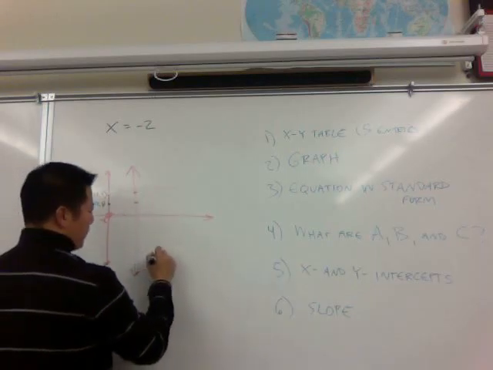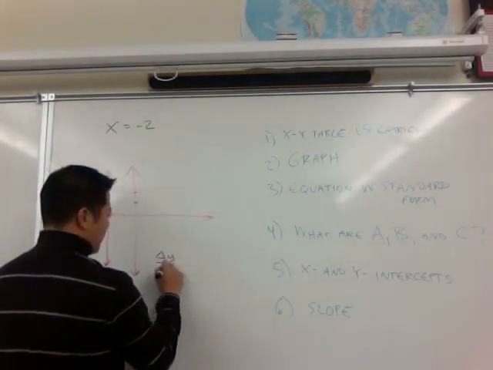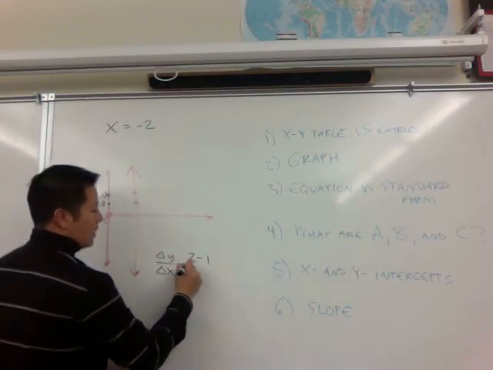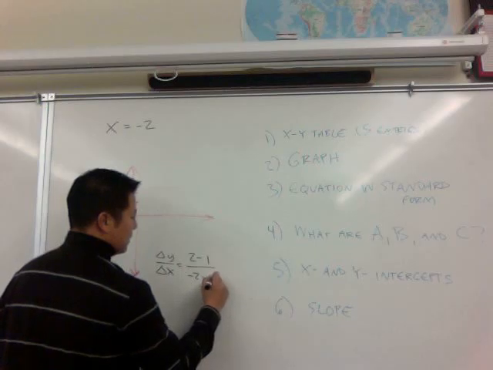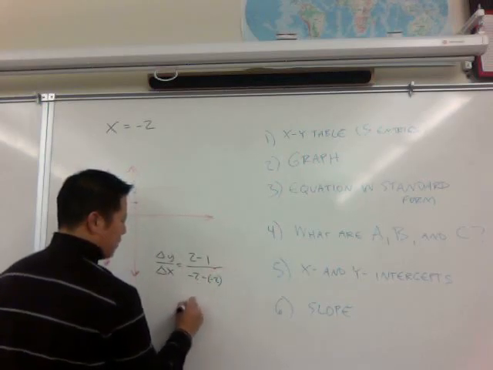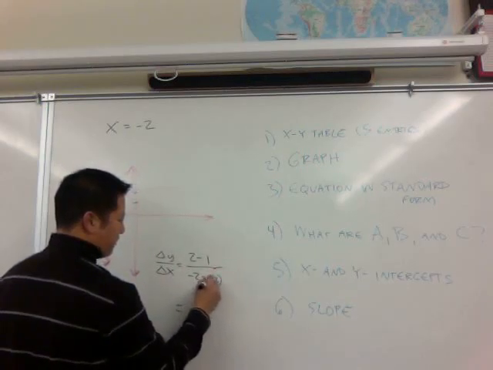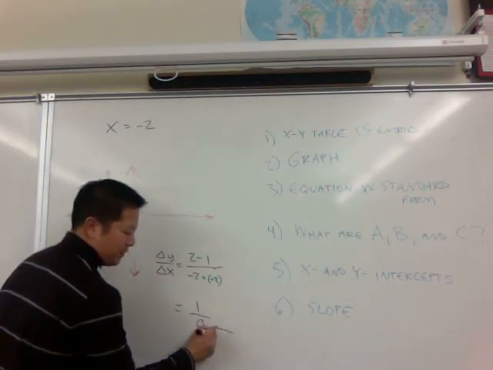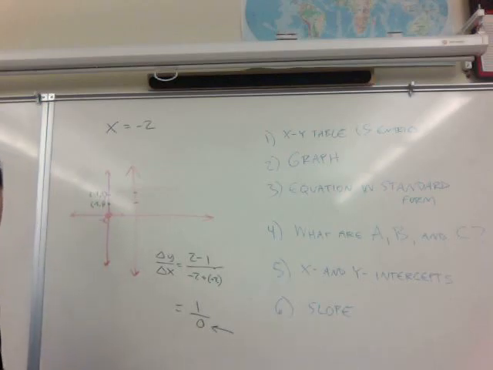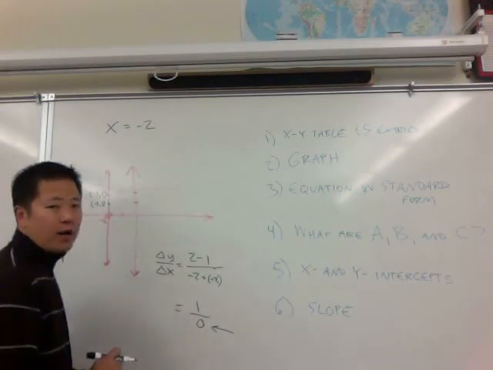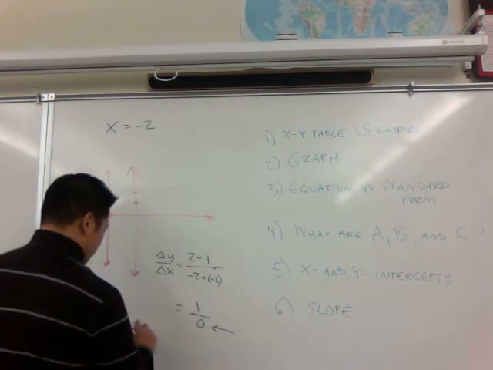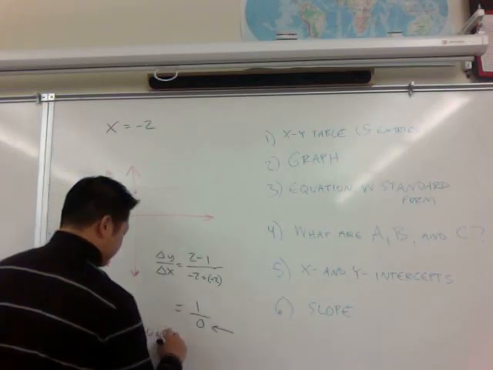If I start with the formula, the change in y over the change in x, that equals 2 minus 1 over -2 minus -2. That equals 1 over 0. This is why it's undefined. You cannot divide by 0, therefore the slope is undefined.